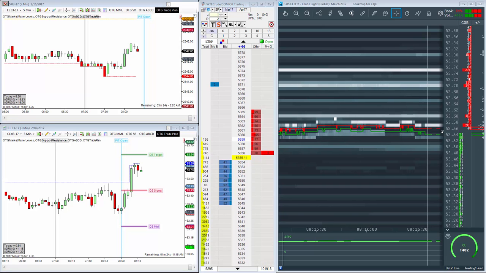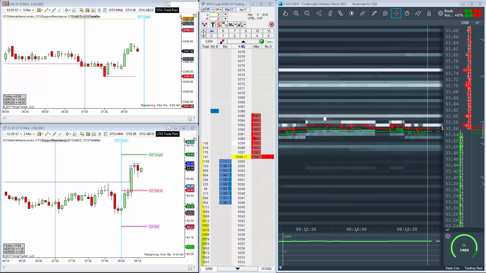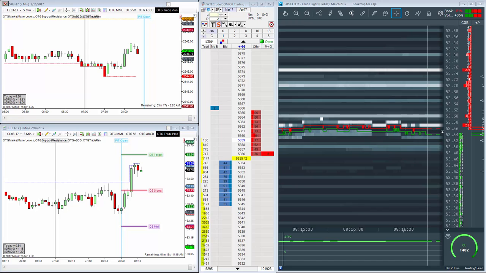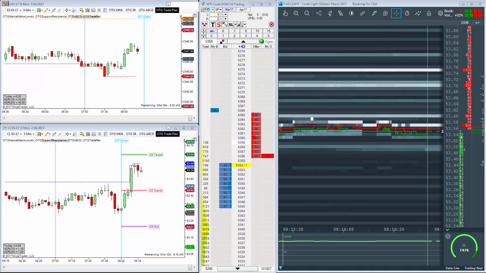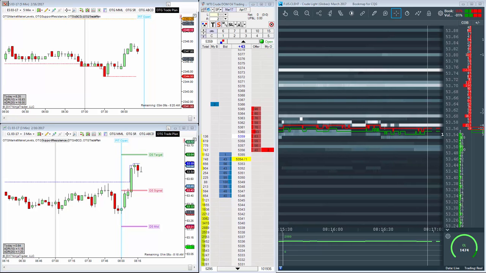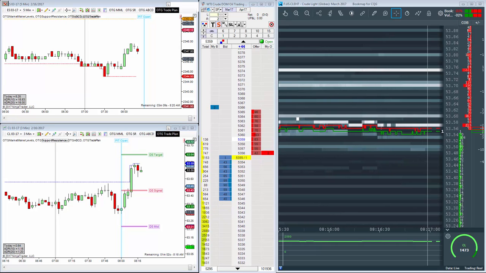56 is the entry. 56 is the entry. And the stop at this point is going to be 66. And then I'll take my chances with it. There's hit but no fill at 56. That's the last move, by the way. I was hit but no fill now 2 or 3 times at 57, and once at 56.